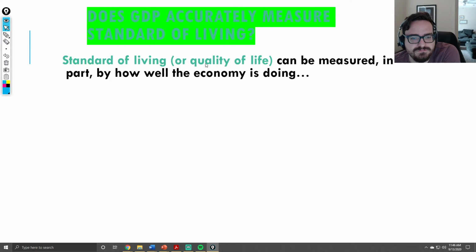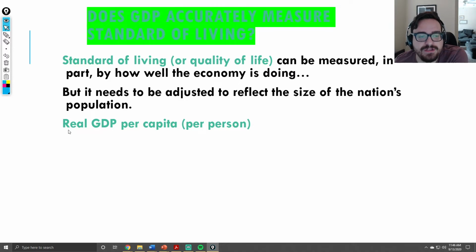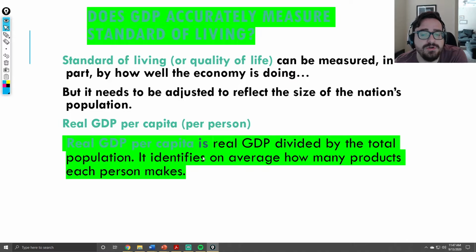So standard of living, which is our general measure for quality of daily life for a person, is measured partially by how the economy is doing, but a big thing that it needs to do is correct for population. That is called real GDP per capita. Per capita is a thing you've probably heard in metrics before. It means per person. If no one's ever mentioned that to you, they're just being purposely confusing. Per capita just means per person. All you do is take the real GDP and divide by the population. It tells you how much on average people contribute to the economy.